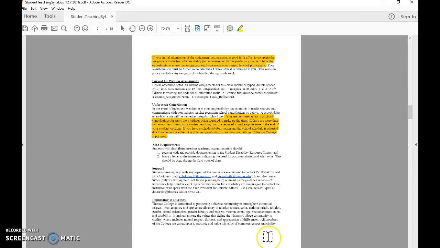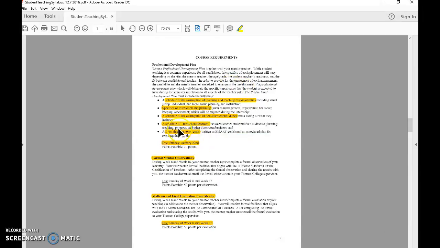We've also included some policies on ADA requirements, support, and the importance of diversity that I'll let you peruse on your own time. So now I'm going to shift into what are the course requirements. And really, during your student teaching, you're going to need to be focusing on paying attention to these ideas here on your own. They're due at certain times during your student teaching, and it's your responsibility to submit them when they're due. So the first is a professional development plan that you will develop with your mentor teacher, but that you will write on your own.